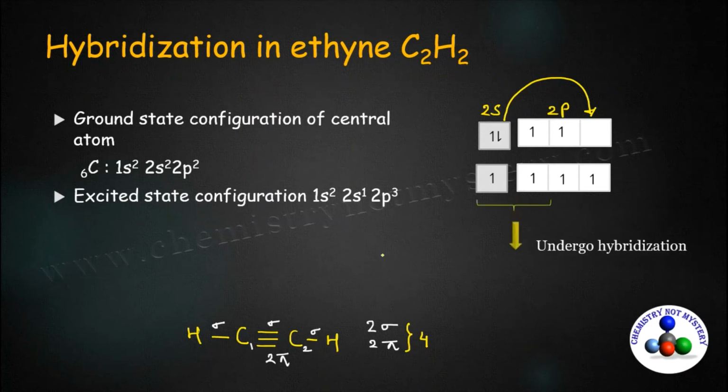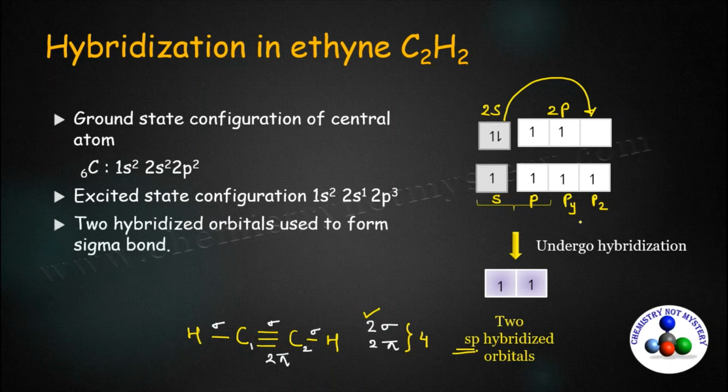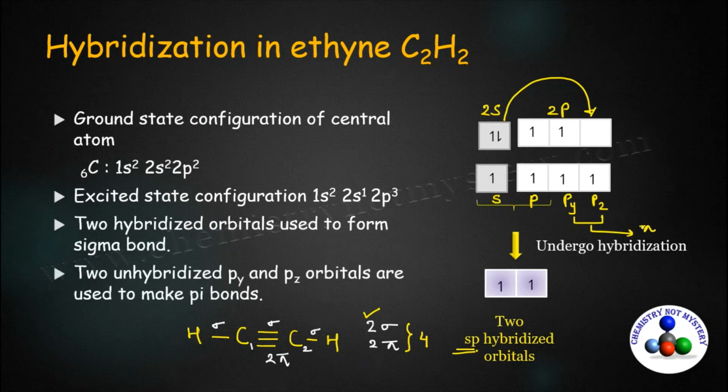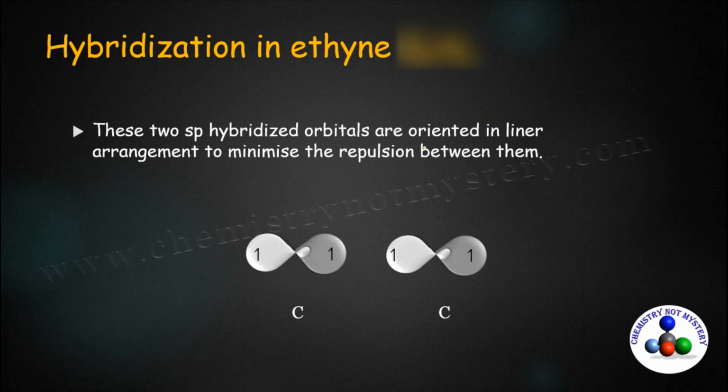And as we have discussed earlier, for the formation of sigma bond, we need hybridized orbitals. For the formation of two hybridized orbitals, we have to hybridize one s and one p, and as a result, you will get two sp hybridized orbitals. And these two unhybridized py and pz atomic orbitals, we are going to use them for the formation of pi bonds. Now these two sp hybridized orbitals arrange themselves in linear geometry to minimize the repulsion between them. These are the sp hybridized orbitals of each carbon.